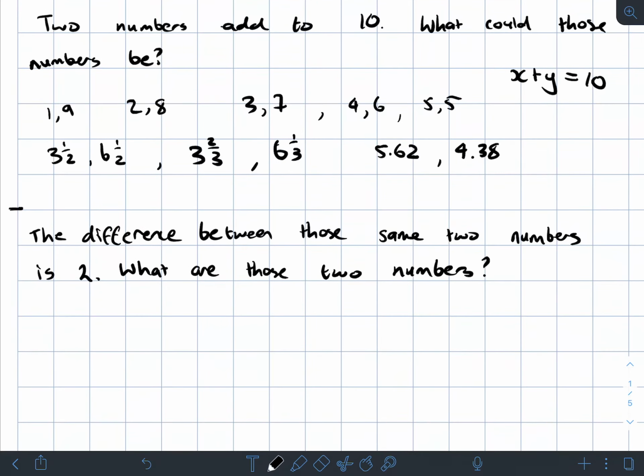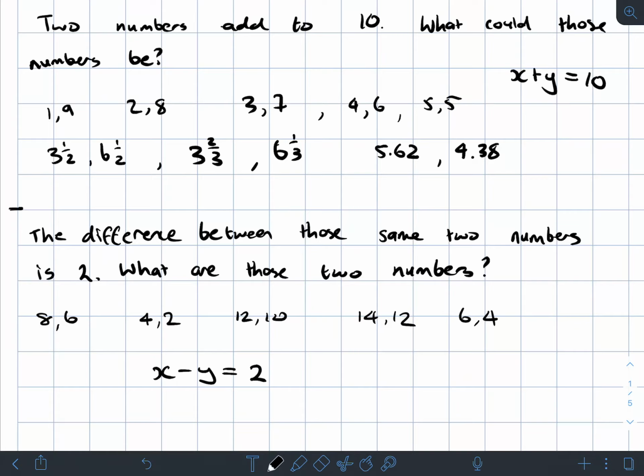Let's list down the possibilities of two numbers where the difference is 2. We could have 8 and 6. We could have 4 and 2. We could have 12 and 10. Let's try 14 and 12. Or we could have 4 and 6. Now again, we could write this algebraically as x minus y, so that's what we mean by the difference, is equal to 2.